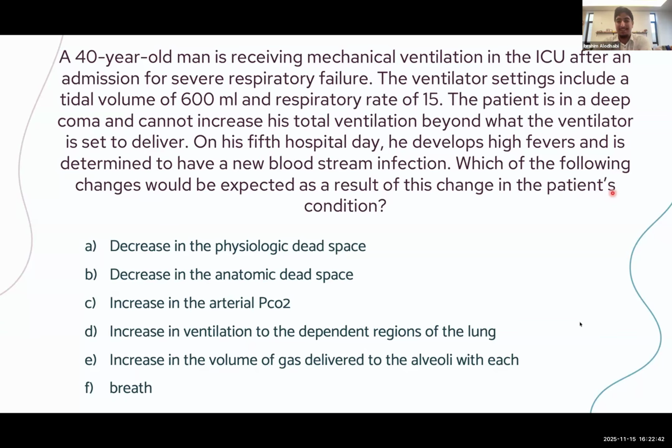Okay, thank you for saying that, Zaid. We'll talk about how to approach this question logically.